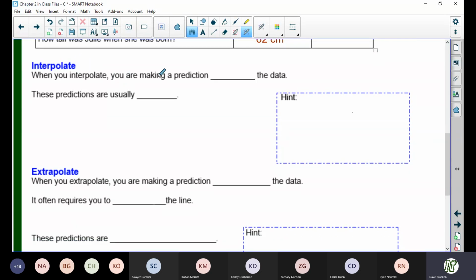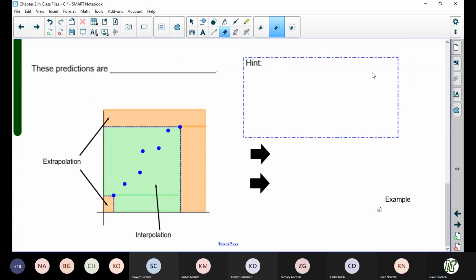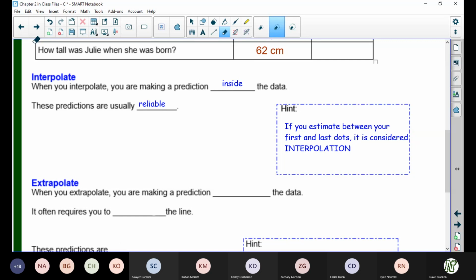When you interpolate, you are making a prediction inside your data. Interpolation, inside your data. It's the green area of this graph right here. These predictions are usually very reliable. Okay, and I'll explain why in a second. So your hint is you're estimating between your first and last dots. This is called interpolation. We're going to get to that, so you're ahead of me here, okay?